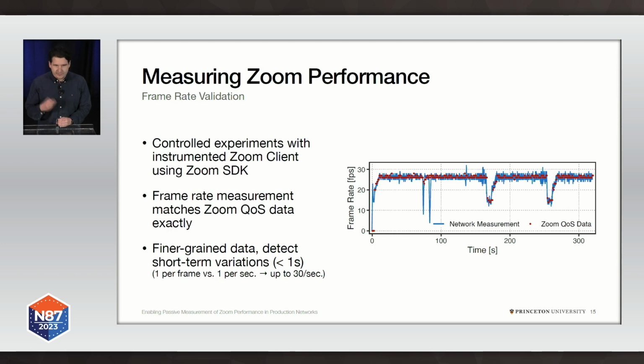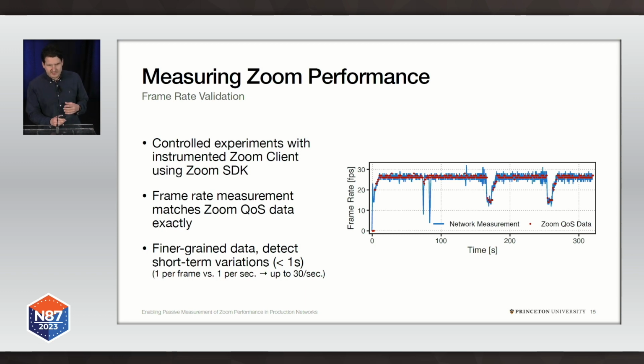Whenever we get a QoS metric update, we were able to log that particular data point and then compare it with our measurement. So in this plot, you see one controlled experiment where we actually injected cross-traffic twice over the course of the experiment. The blue line is our network measurement using the per-packet data, and the red dots are the data that Zoom provides. And as you can see, our frame rate measurement matches the Zoom-provided data pretty much exactly. The main difference here is that we provide many more data samples.